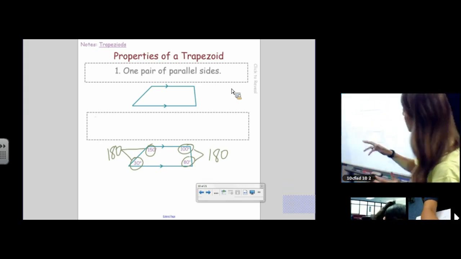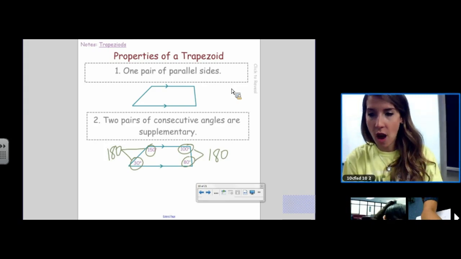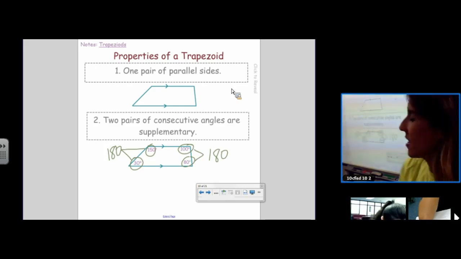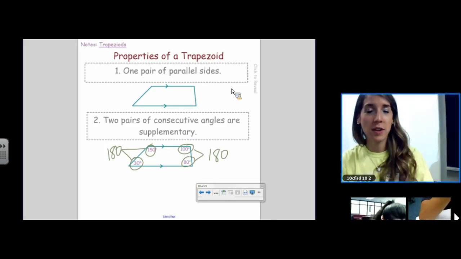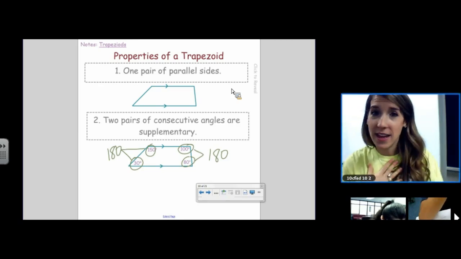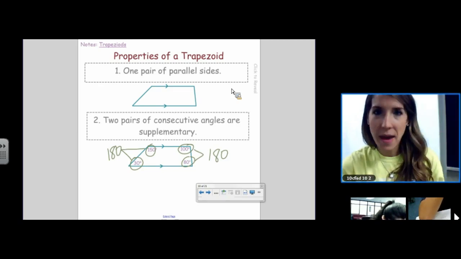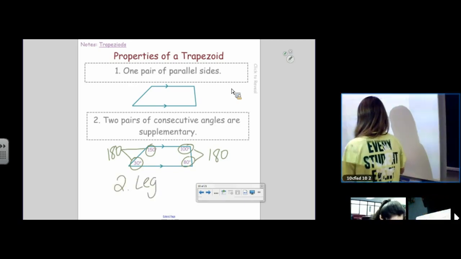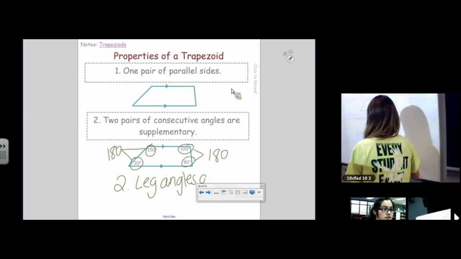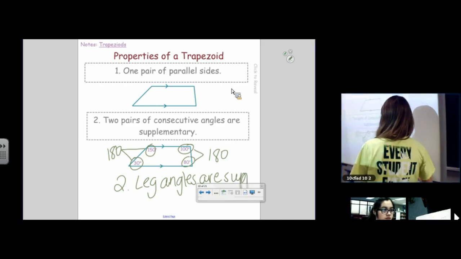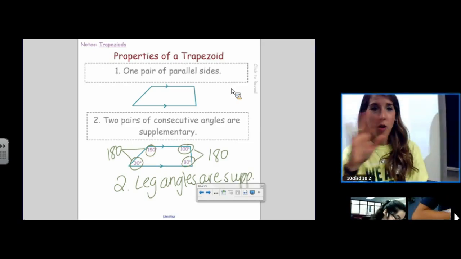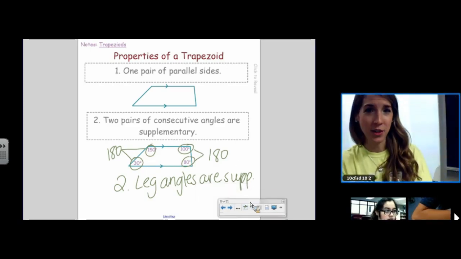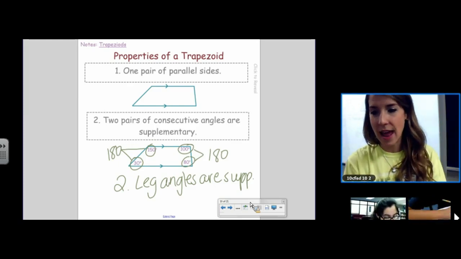Now, here's the name of the property. But please do not write this down, because I think it's kind of confusing. Two pairs of consecutive angles are supplementary. That is the textbook property. Since we call the angles that surround the base angles, are you okay if we call the angles that surround the leg angles? You will not find them called leg angles in any book or online. But I think it makes more sense to say the leg angles are supplementary, as long as you know what it means to be a leg angle.